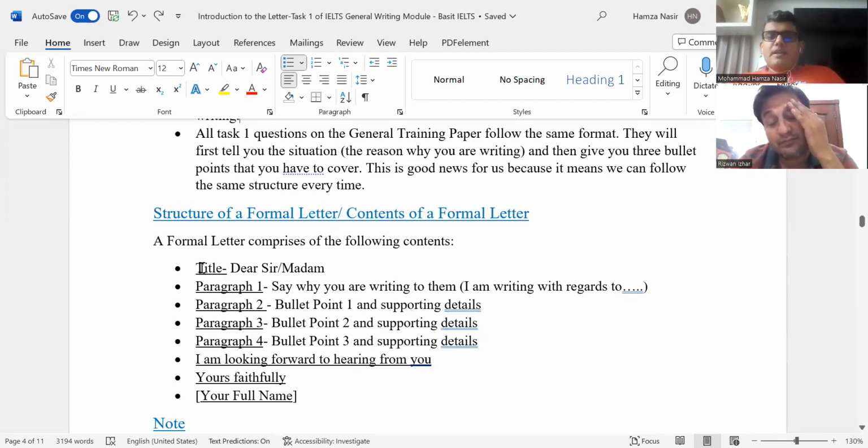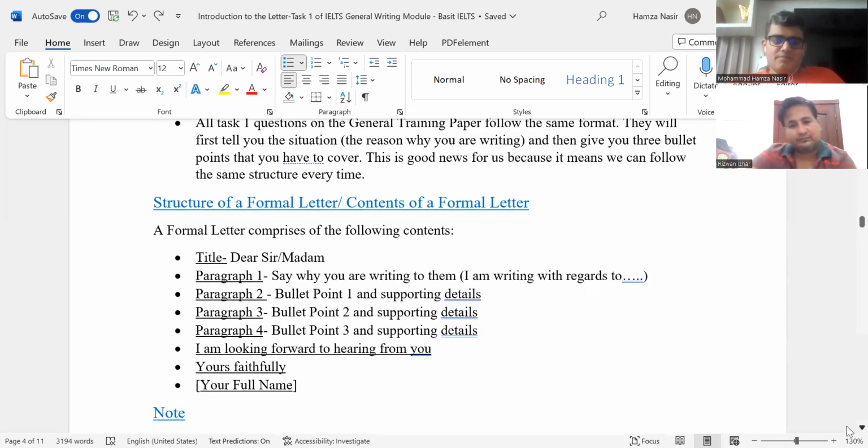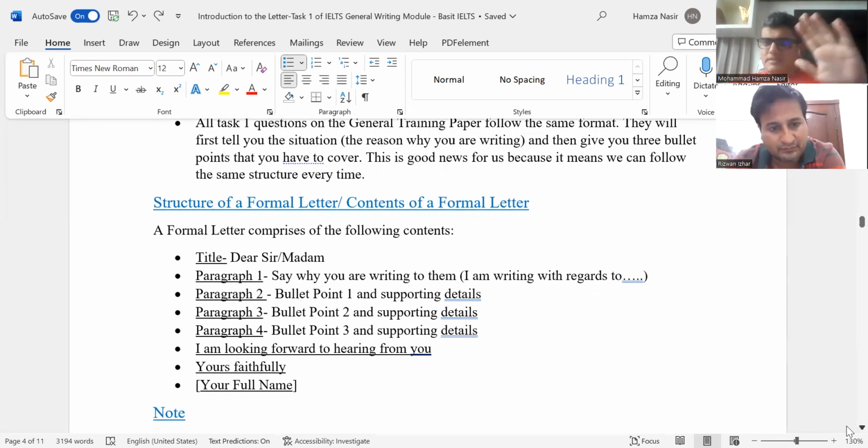Okay, so in a formal letter, this is what you do. Title, paragraph 1, paragraph 2, paragraph 3, paragraph 4. I'm looking forward to hearing from you, yours faithfully, and then your full name, in my case, Mohammad Hamza Nasir. So far so good. Is that understood?